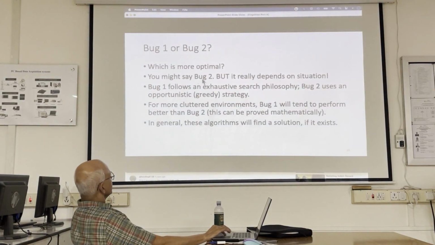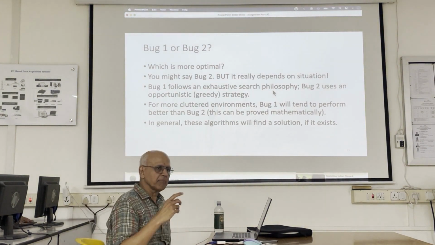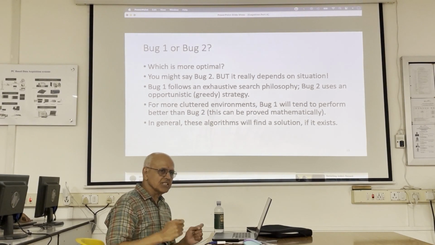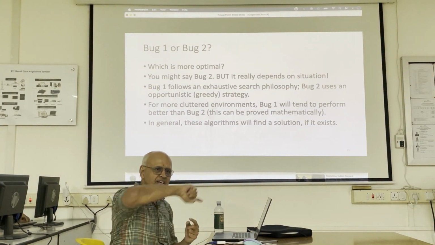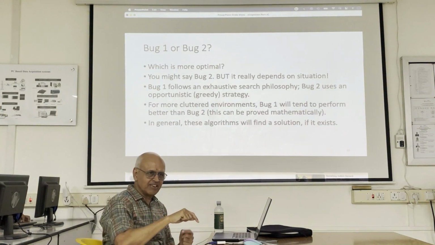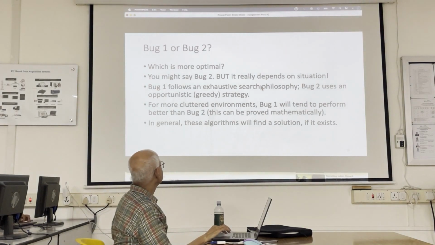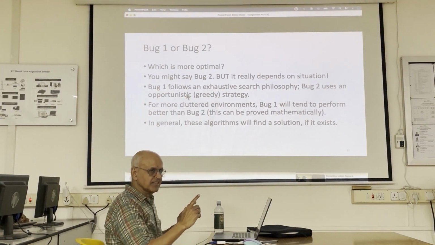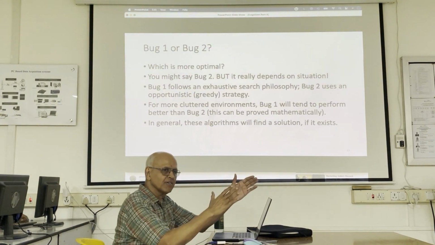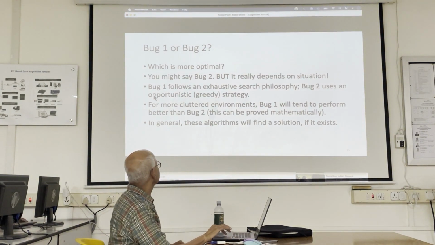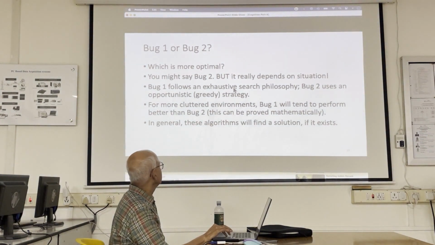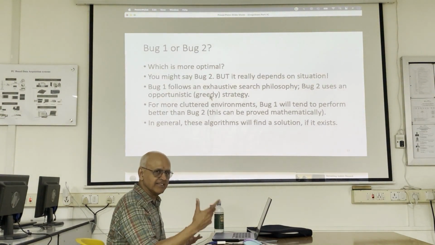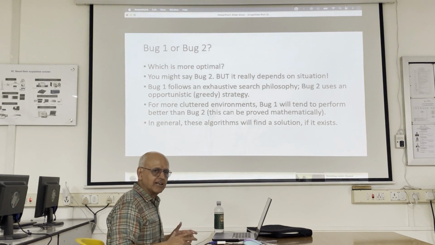Which is more optimal? You might say bug 2, but it really depends on the situation. So bug 1 is following an exhaustive search form. This is from computer science. An exhaustive search is, I'm going to try everything, right? That's why it goes all the way around to find the best leave point. Bug 2 uses an opportunistic approach. That means it says when I find the anchor line, I'm going to go. So opportunistic versus exhaustive. In computer science, you'll find this term greedy also. Opportunistic is greedy, same thing. Let's say it's a greedy algorithm.